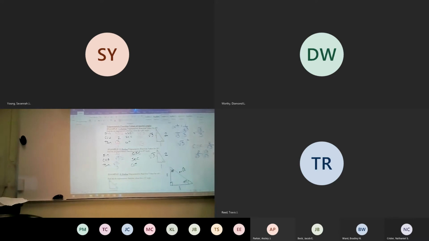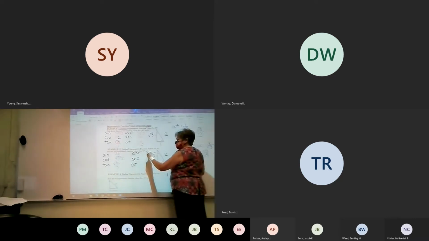Then our cosecants are just going to be the flip. So we've got 2 square root of 3 over 3. And then this is going to be square root of 3.